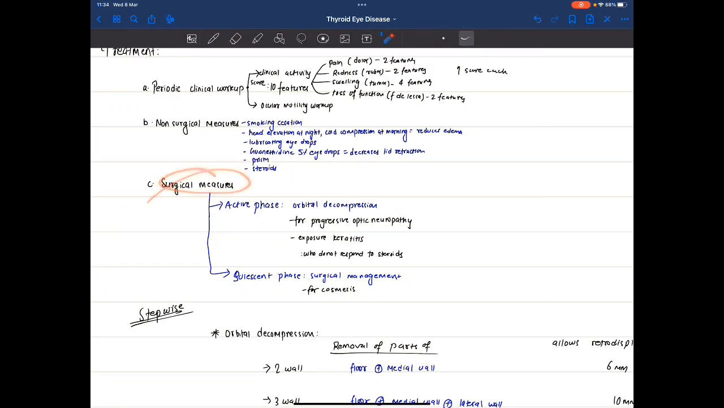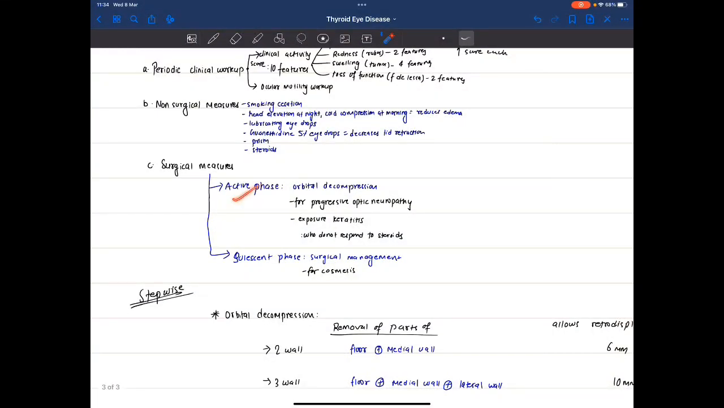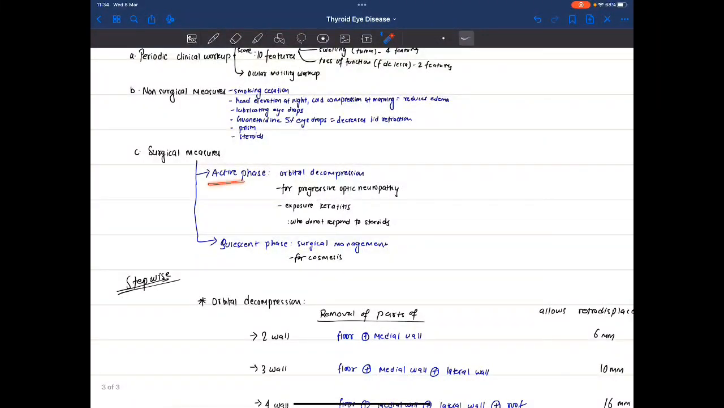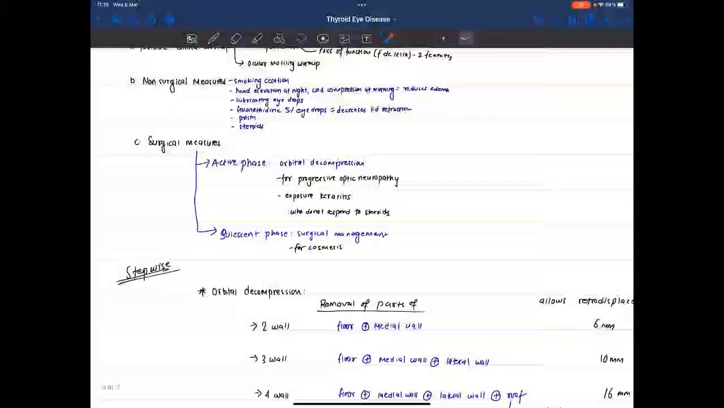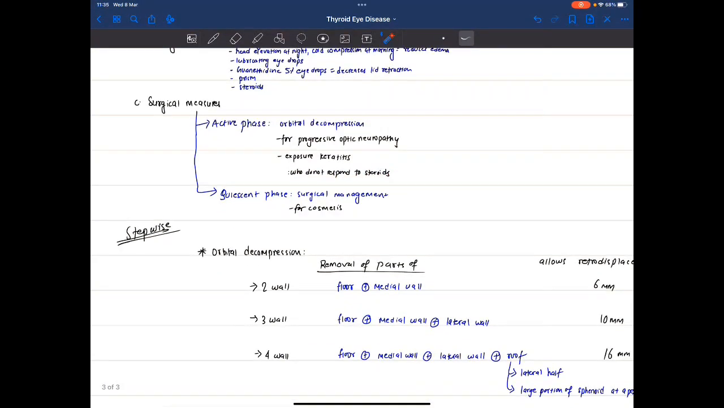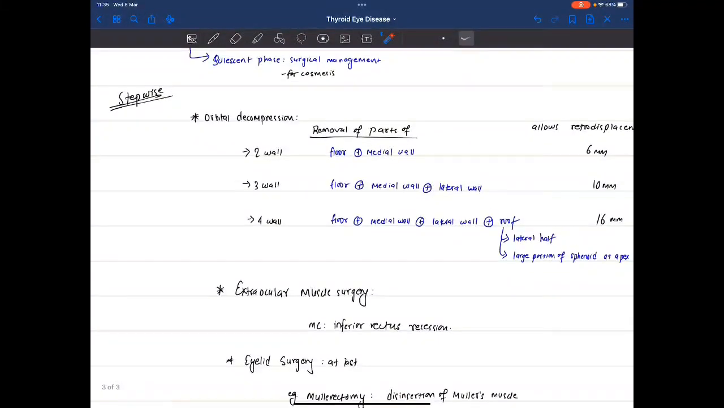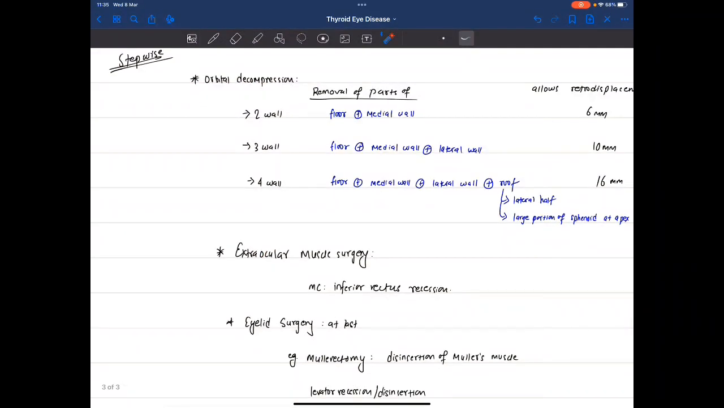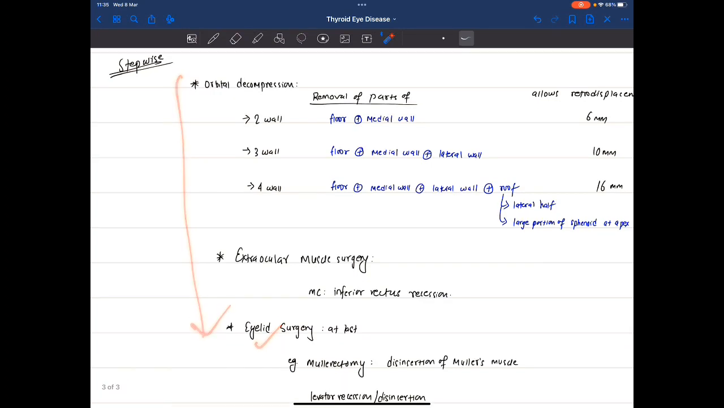So what are the surgical measures? They can be done in the active phase and in the quiescent phase. In the active phase, the main principle is orbital decompression, for progressive optic neuropathy and for exposure keratitis that do not respond to steroids. In the quiescent phase, you do surgical management mainly for the purpose of cosmesis. So there is a stepwise approach: orbital decompression, extraocular muscle surgery, eyelid surgery. These are done serially, sequentially.